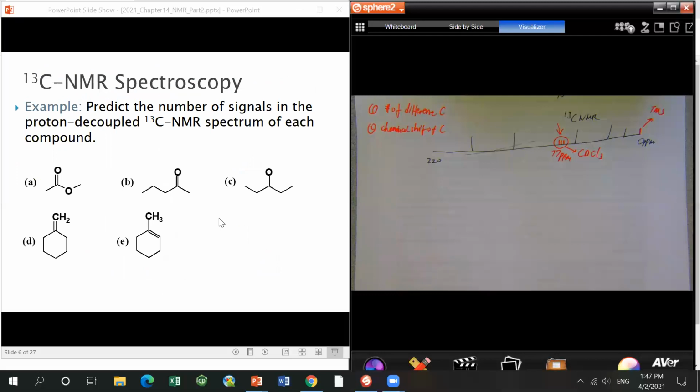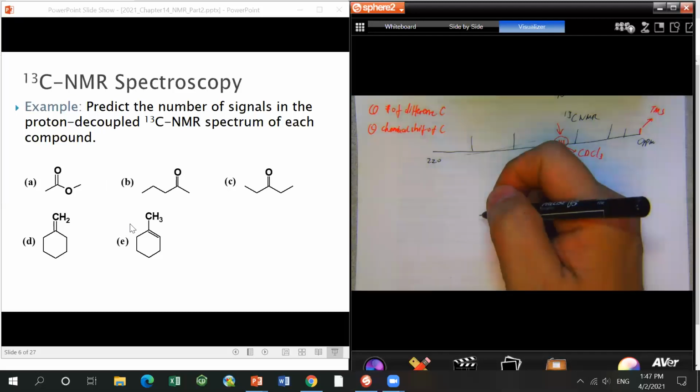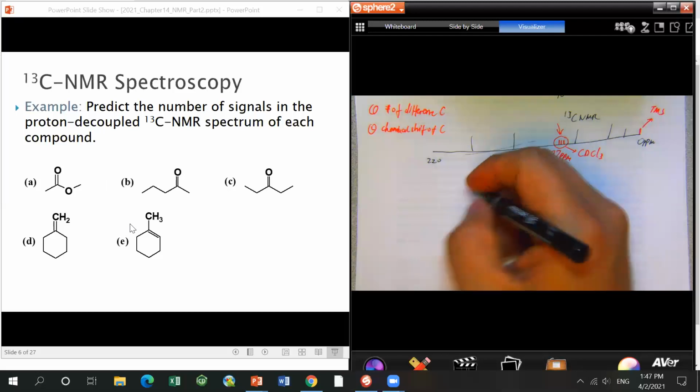So just try to find the symmetry plane and rotation axis. If there's no symmetry plane or rotation axis, then all carbons should show different signals. Here is a little bit of practice for you. There are 5 molecules, and you need to tell me how many carbon NMR signals I should see for each individual one.